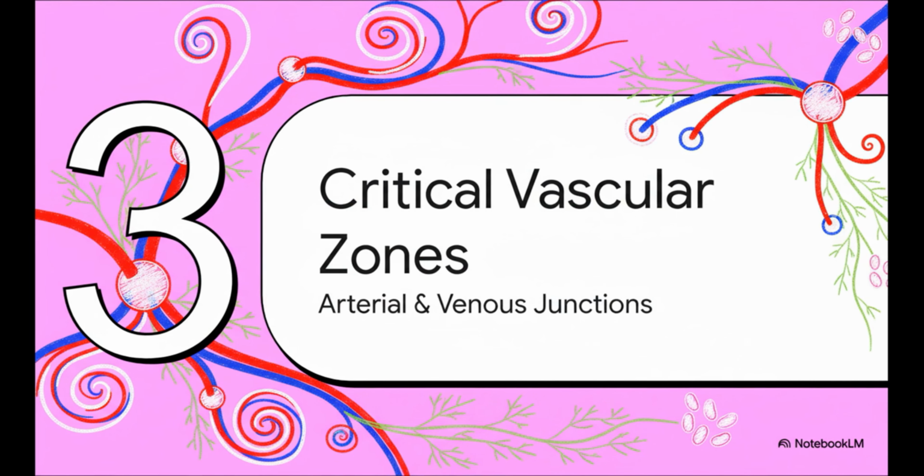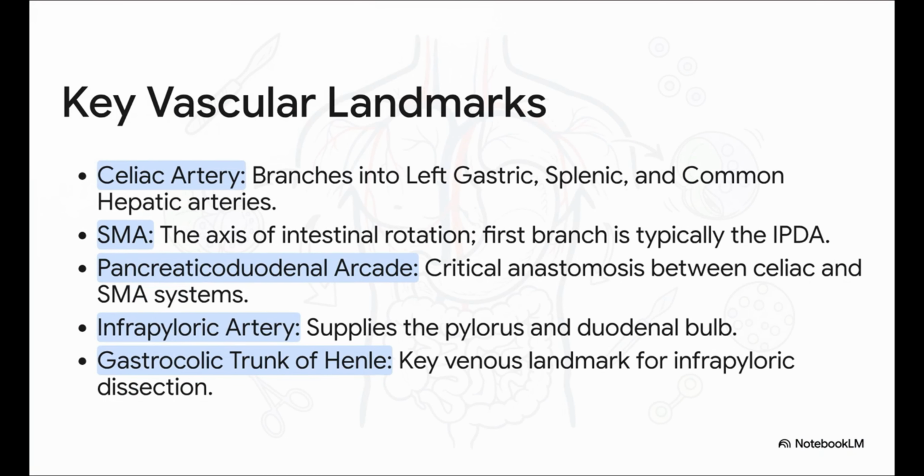With our model built, let's focus on the critical vascular intersections that define our dissection. Remember, these aren't just conduits for blood, they are the signposts, the landmarks for our lymphadenectomy. So while all of these landmarks are obviously important, recognizing the gastrocolic trunk of Henle is paramount. This venous landmark, where the right gastroepiploic and accessory right colic veins all converge into the SMV, is basically your gateway to accurately dissecting the number 6 and the 14V lymph node stations.